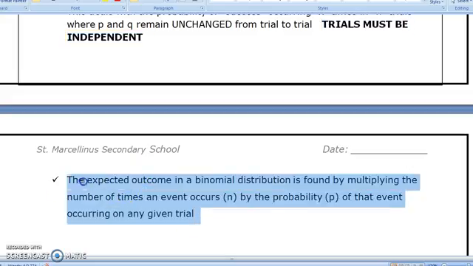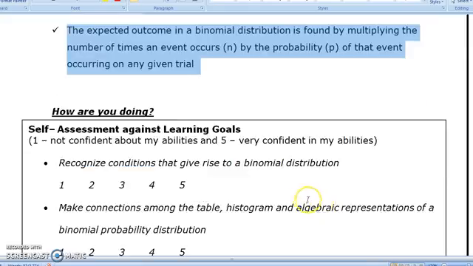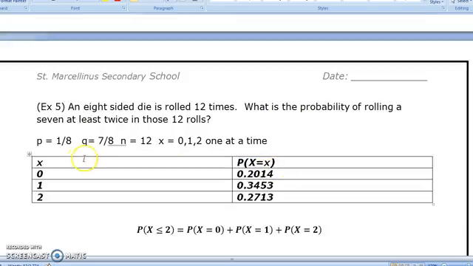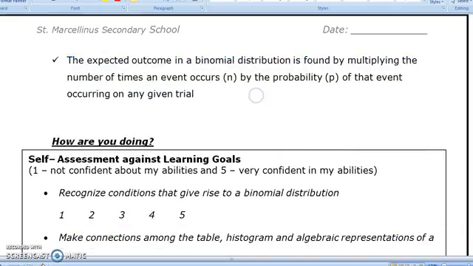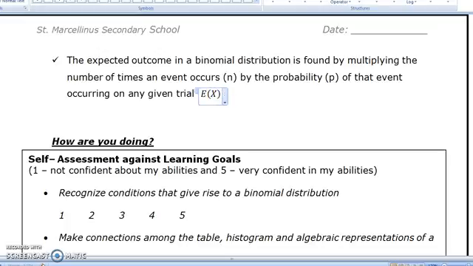Lastly, our expected value is given by N times P, which is great for us because otherwise we would have to make this table. We'd have to multiply X times P of X every single time and then add them all up, which is an insane amount of work. So we luckily have this little formula here at the end. E of X is equal to NP, so please circle it and make sure you use it. It saves a ton of time.